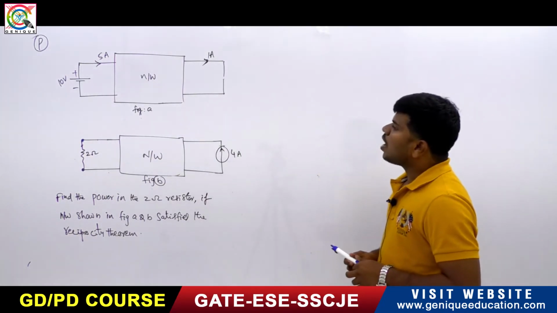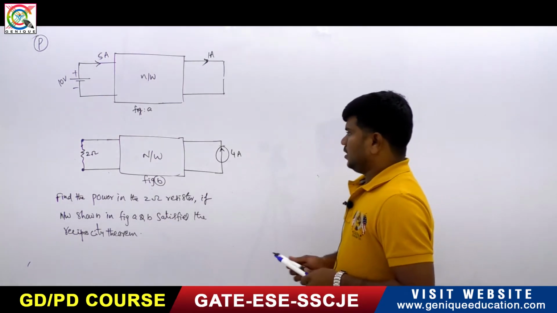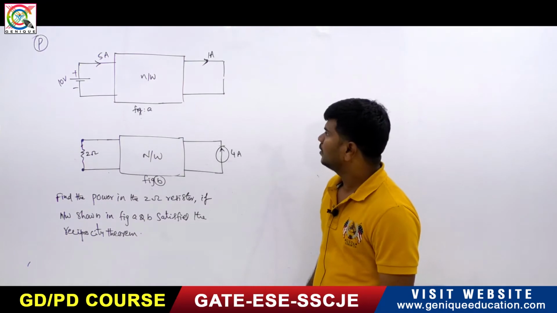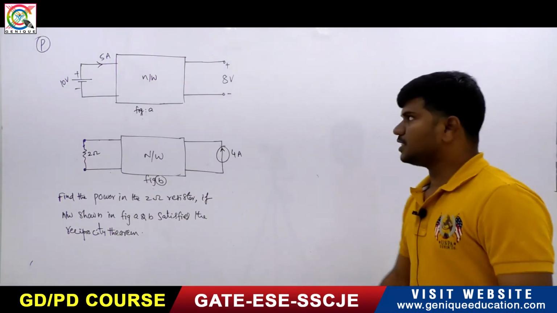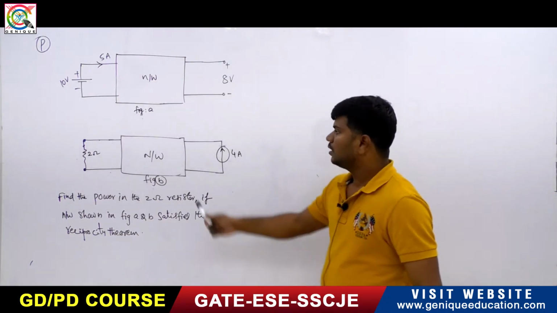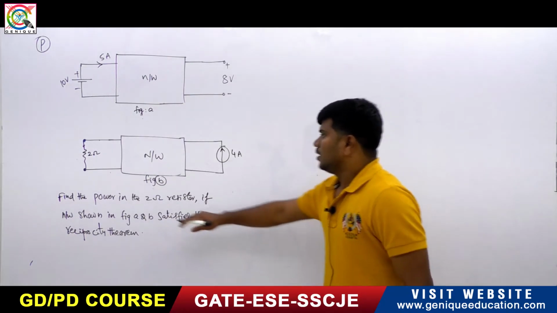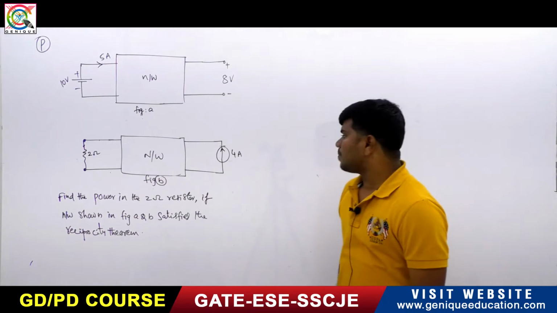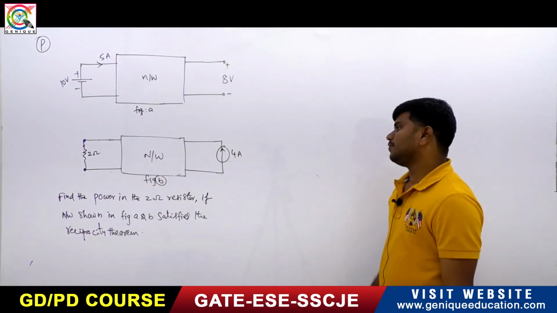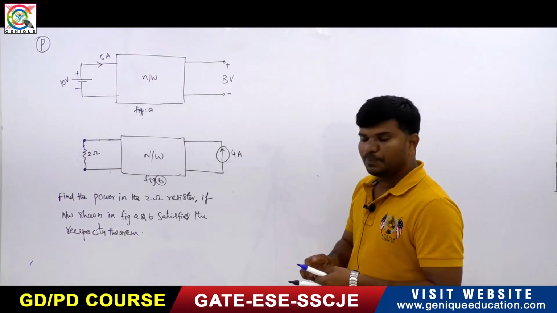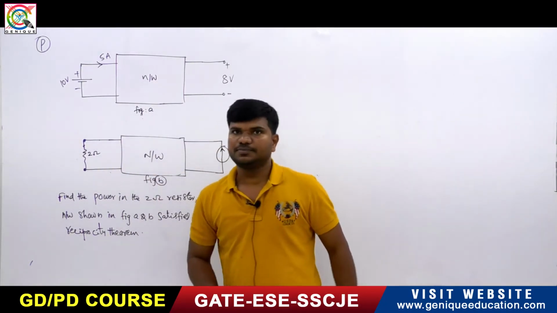See what he has asked. We have to find the power in the 2 ohm resistor. Okay, so this is the next question. Observe this. Two figures are given here, figure A and figure B. Find the power in the 2 ohm resistor if the network shown in figures A and B satisfies the reciprocity theorem.